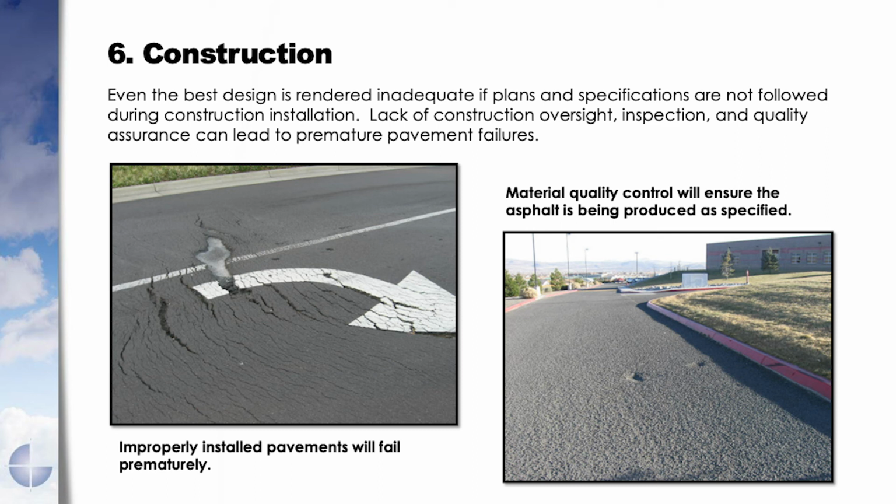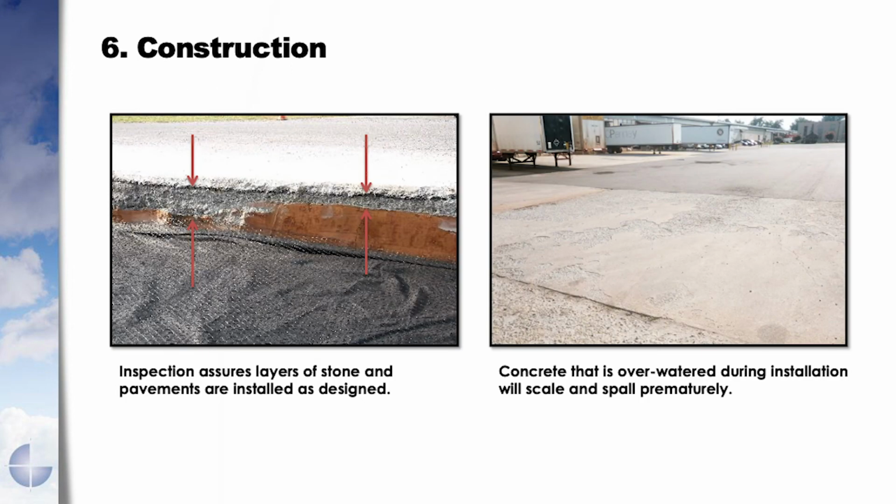Sure. And that's where, as you mentioned in this slide, the construction oversight, inspection, and quality assurance is critical to identifying any of these root causes ahead of time. Yeah, it's definitely the weak link in making sure you get a quality pavement. Some more slides on construction or lack of observation that causes premature failures.